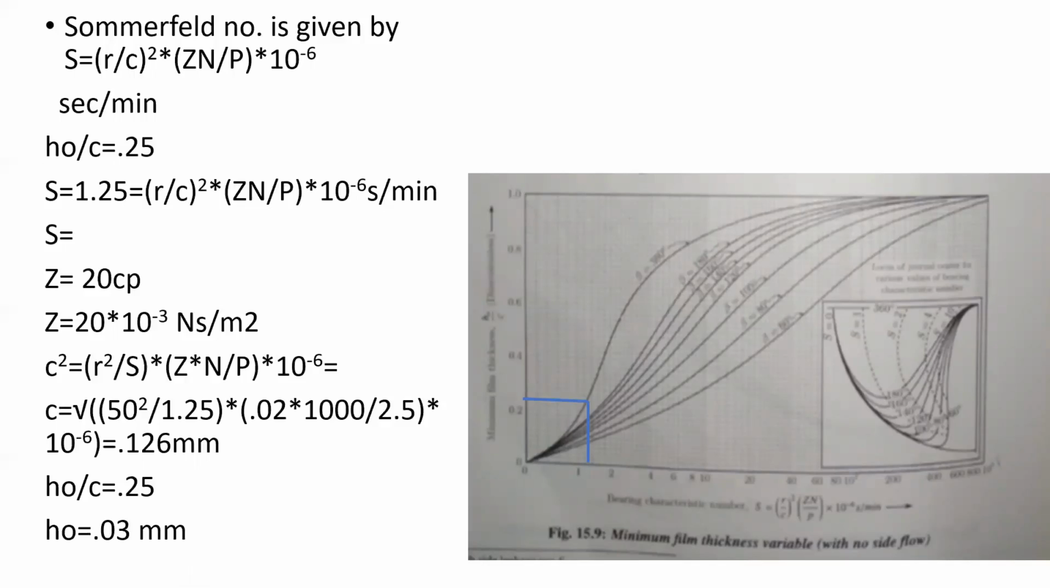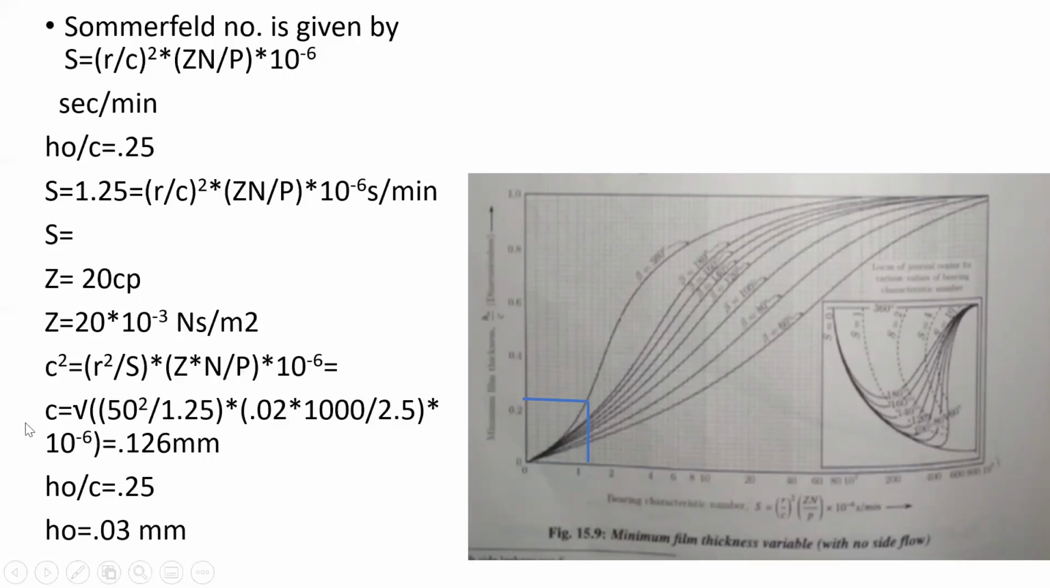We see the dynamic viscosity should be in Newton second per meter square, but we have the viscosity in centipoise, so we will convert this value into Newton second per meter square by multiplying 20 into 10 to the minus 3. Rotational speed, RPM, is given in the problem, and pressure is given in the problem. So again, the only unknown thing is C.